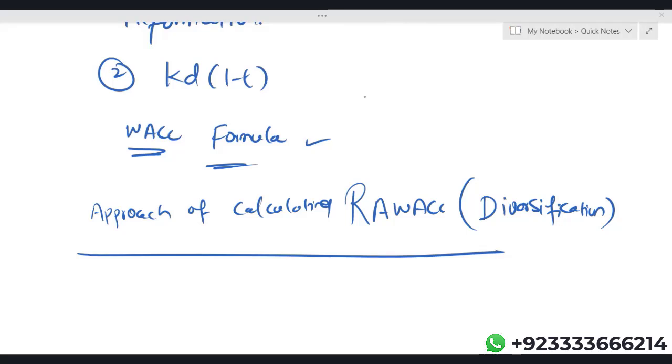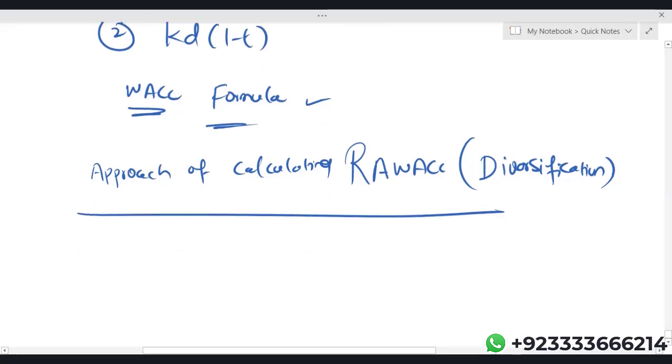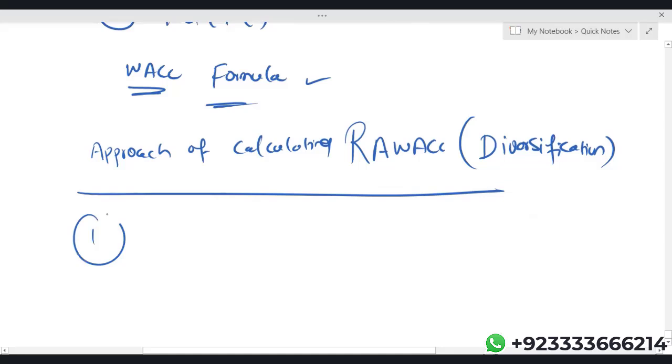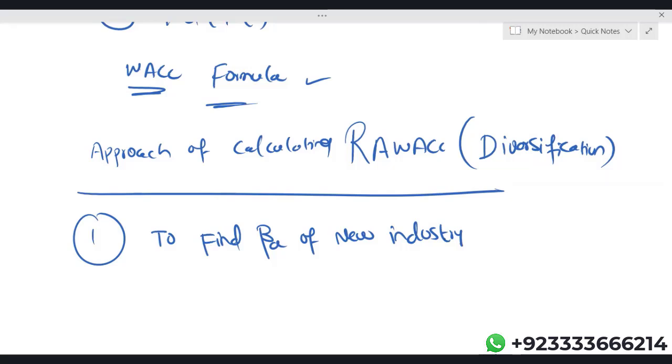So what is the approach of calculating risk adjusted WACC? Step 1. To find beta asset of new industry. How do we find beta asset of new industry?